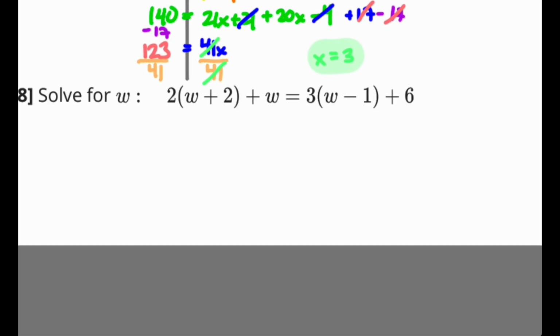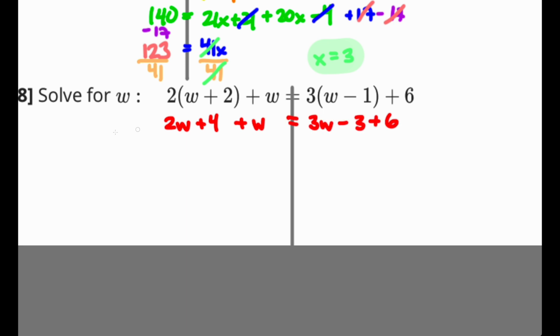We've got a couple distributive properties that we have to do on this one, but other than that, there's no fraction, so this one doesn't seem too bad. But we shall see. All right, first thing we're going to do is distribute the 2. Add the W, distribute the 3 now. It's something like that. All right, the 2W plus W is going to be 3W, so I'm going to combine that. 3W plus 4 is equal to 3W plus 6.